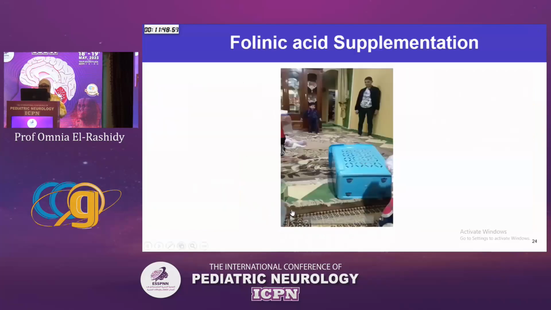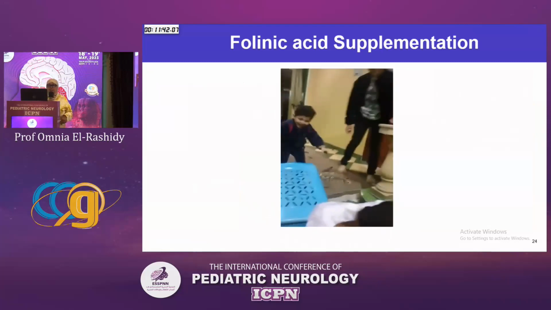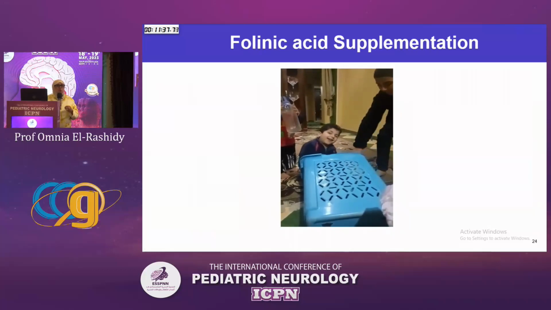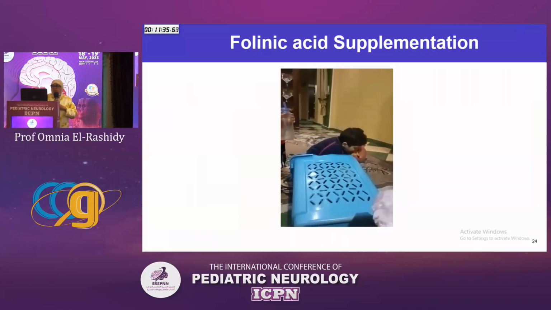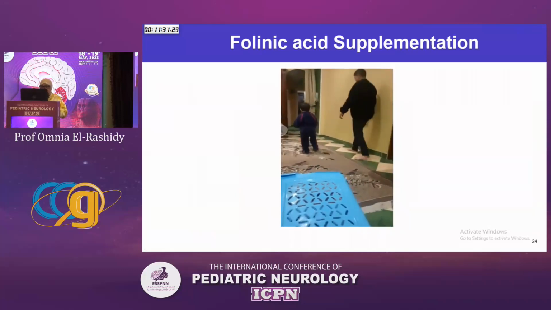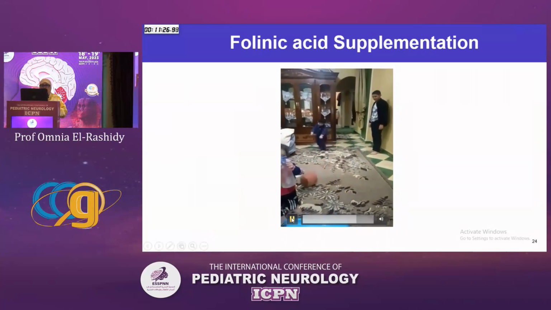This is the child. This is the one at the back with the dark blue. He's coming, he's getting the ball. The child was normal. He is on folinic acid therapy for life. Normal cognition, normal motor, and mental.